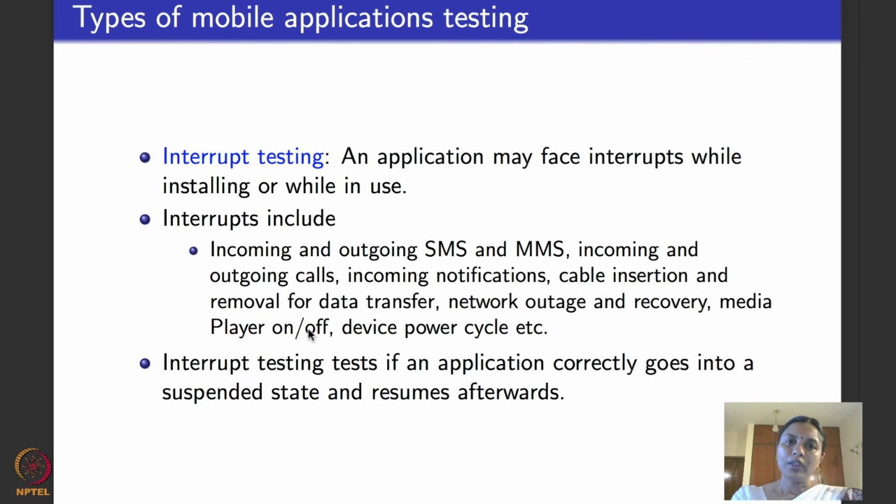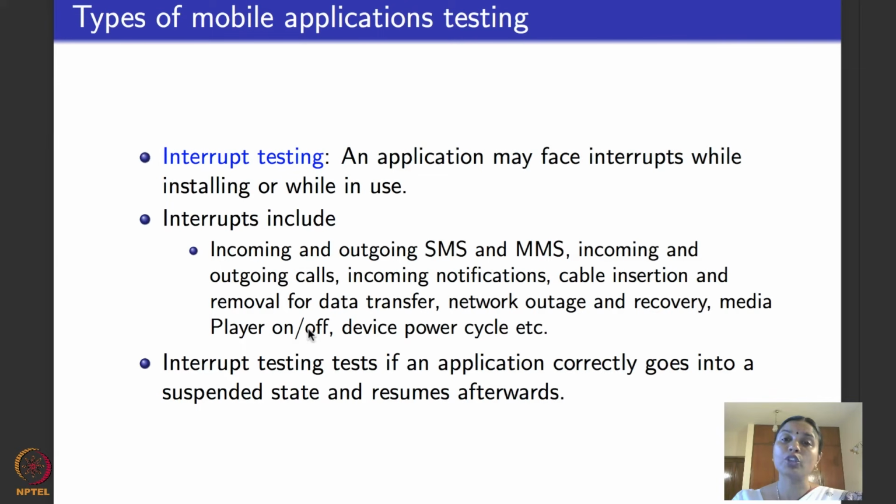So going on, interrupt testing is another kind of mobile application testing. What it does is that, a mobile app might face several interrupts while installing or while in use. Remember when I told you about web-based testing, I told you the interrupts that people do are back and refresh buttons and so on. Similarly, for mobile apps, what could be interrupts? There could be a sudden call. It could be an incoming call, or you might decide to make an outgoing call, or there could be a message, there could be an incoming notification. You might decide to remove the battery while you're running a particular app.